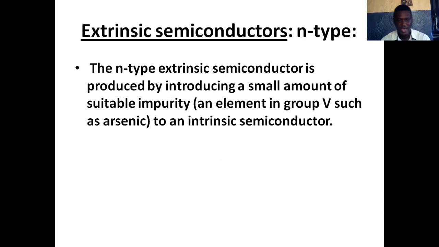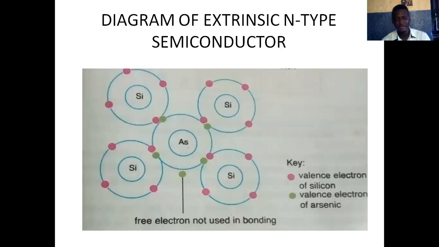So extrinsic semiconductor N-type. The N-type extrinsic semiconductor is produced by introducing a small amount of suitable impurity, an element in group 5 such as arsenic, to an intrinsic semiconductor. So now this is a diagram of extrinsic N-type semiconductor. If you look at this bonding critically, this is the first silicon atom. Silicon atom is now bonded to arsenic. Arsenic is what? From group 5. Now look at the combination.